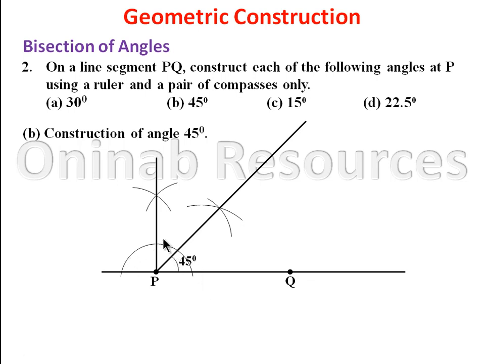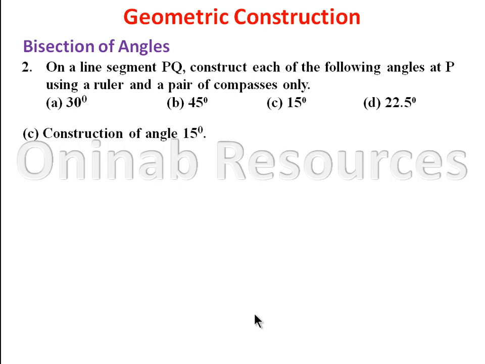So still remember, the other angle will be 180 minus 45 degrees, and that will give us 135 degrees. So we have used this bisection to get 45 degrees and at the same time 135 degrees. Now construction of angle 15 degrees. So 15 degrees is the bisection of angle 30 degrees. It's 30 divided by 2 gives 15. So we construct angle 60 degrees first.